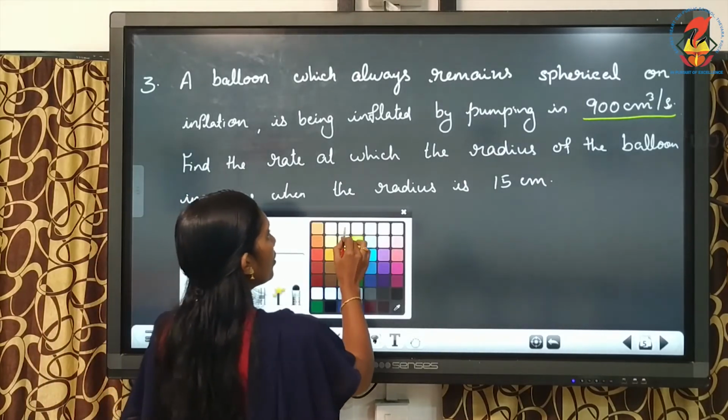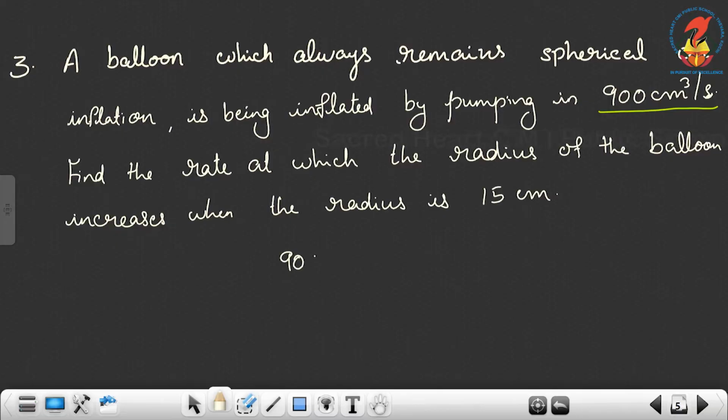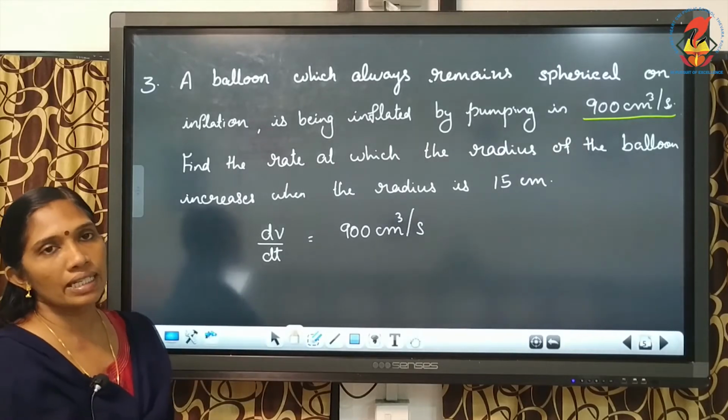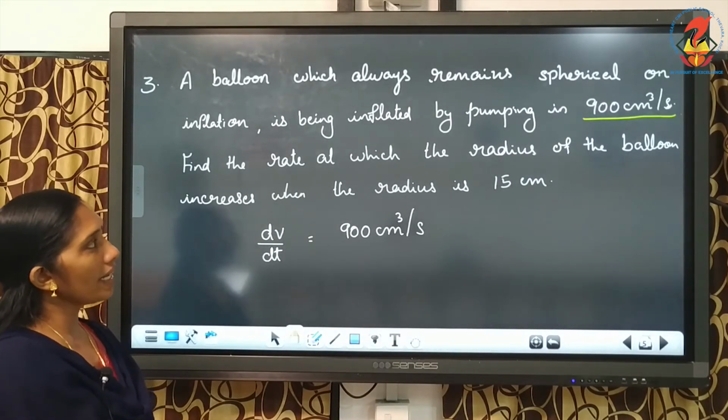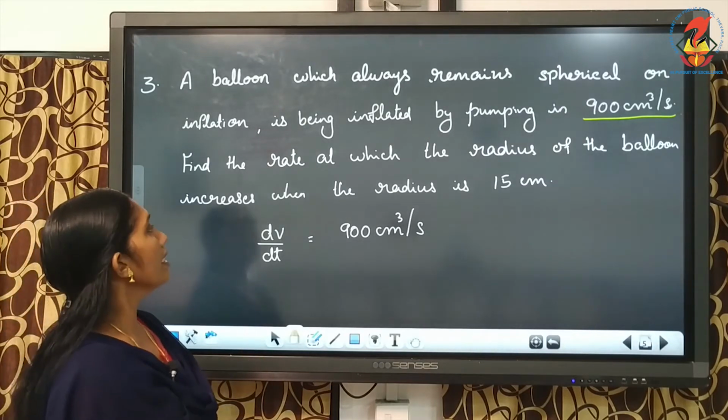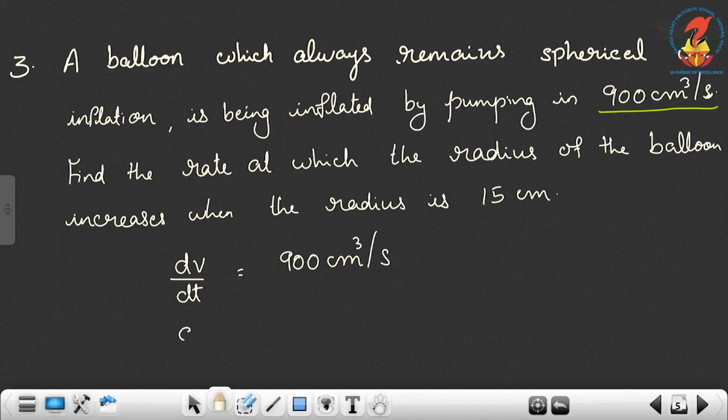From the unit itself you can identify what is given, 900 centimeter cube per second. Cube means it is volume. So dV with respect to what? With respect to, here it is given second. So with respect to time, that is dV by dt is given, 900 centimeter cube per second. Now, what we have to find? Find the rate at which radius increases. So radius increases, we have to find rate of change of r with respect to what? With respect to time. This we have to find, and radius is given as 15 centimeter.